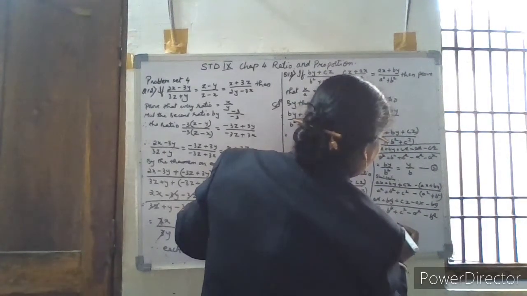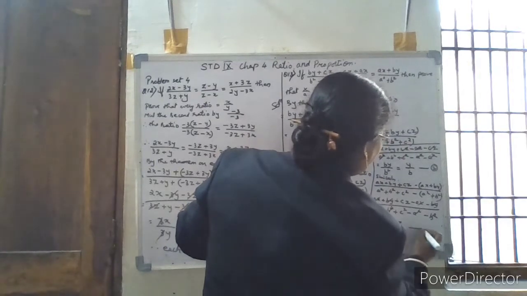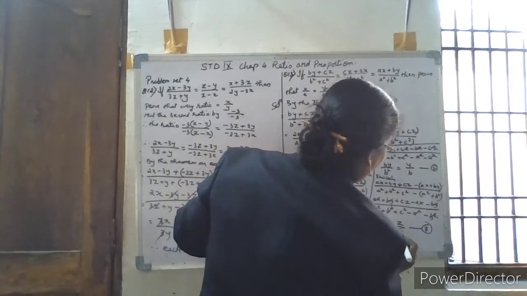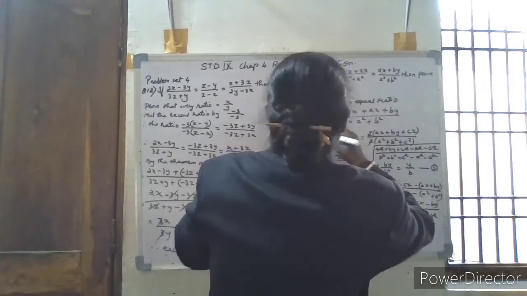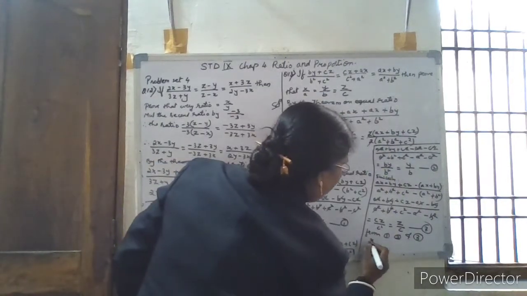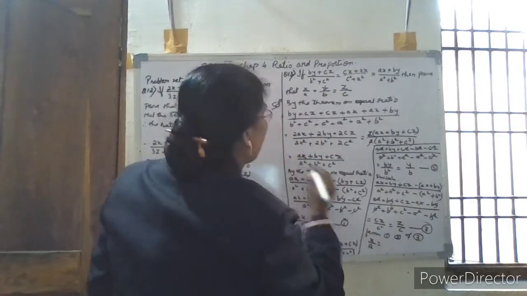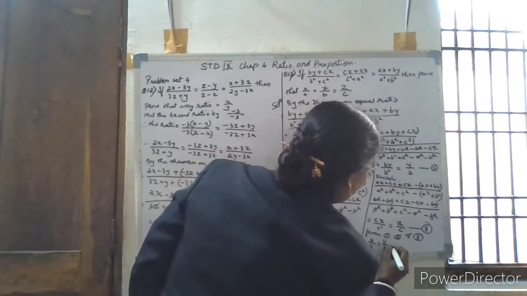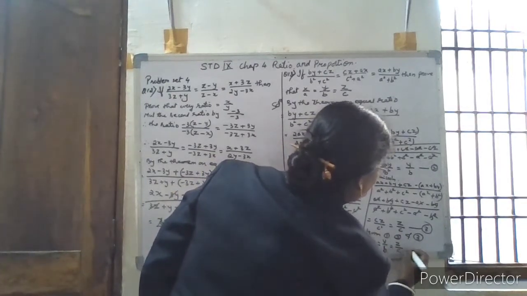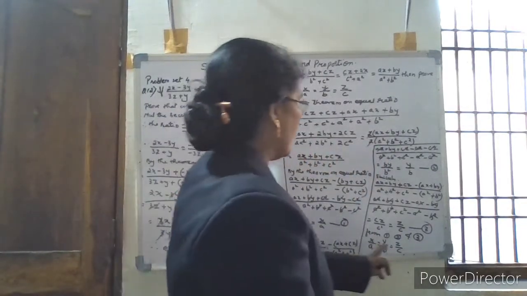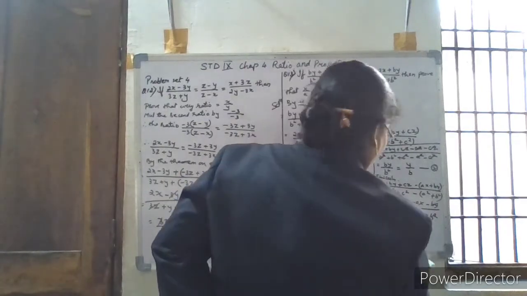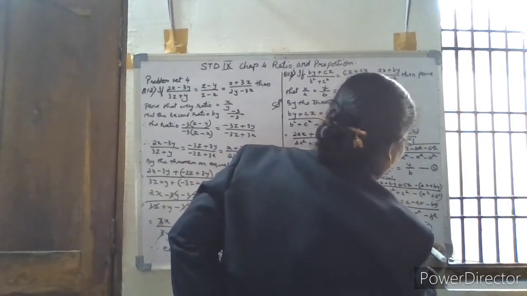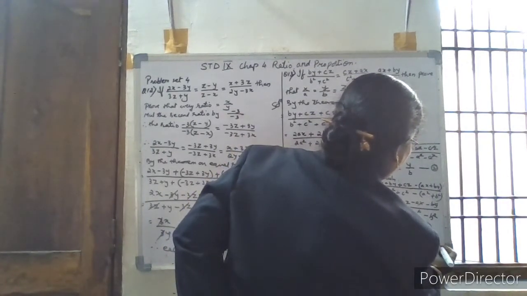This is 3. So from 1, 2 and 3, it is proved that x by a is equal to y by b, that is equal to z by c. That is, each ratio is equal to this. Hence it is proved.